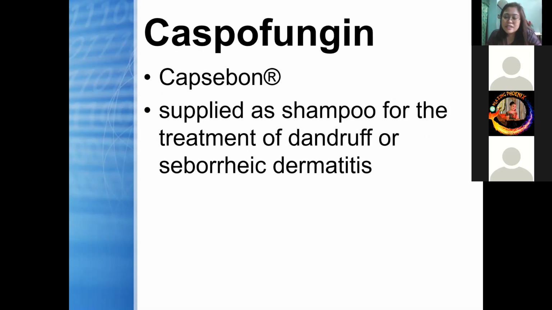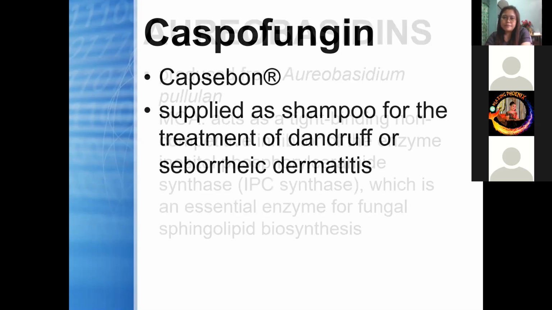So, what is the example of our echinocandins? We have the caspofungin. The brand name in the market is Capsebon. It is a shampoo for the treatment of dandruff or seborrheic dermatitis. This seborrheic dermatitis is a severe form. It is like dandruff, but a severe one, because in the skin itself there is inflammation and formation of flakes, so the face looks like it has dandruff. We use a shampoo for this, the Capsebon.